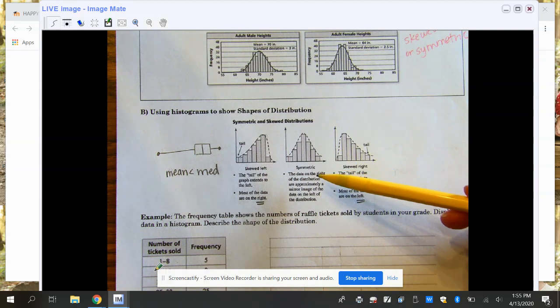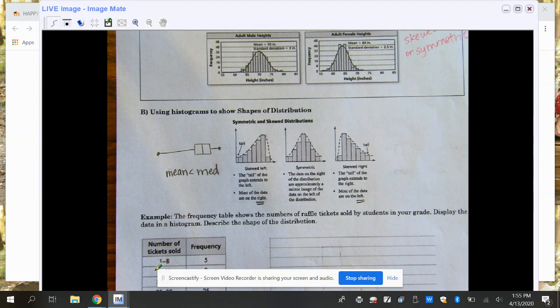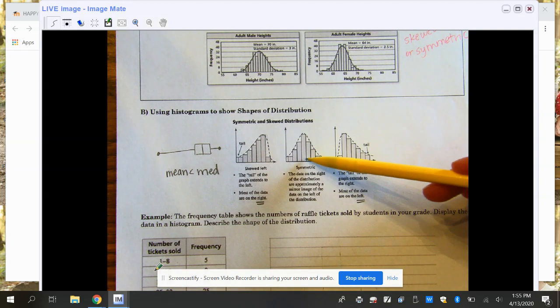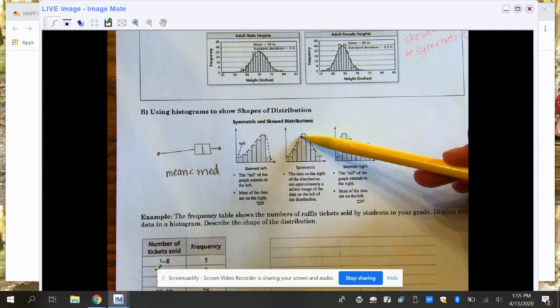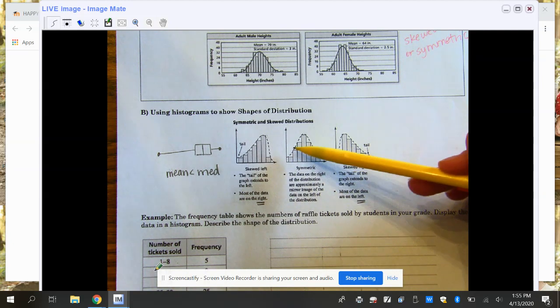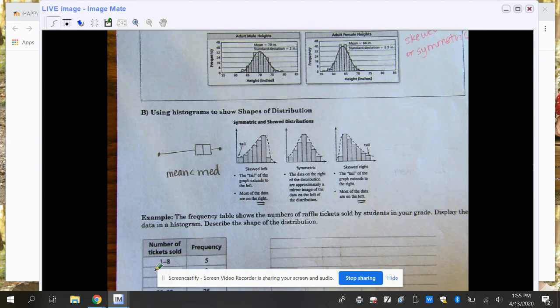Symmetric is going to be similar to box and whisker. It doesn't need to be exactly bell-shaped, but you should have your taller bars in the middle, and then you should be going down on either side.